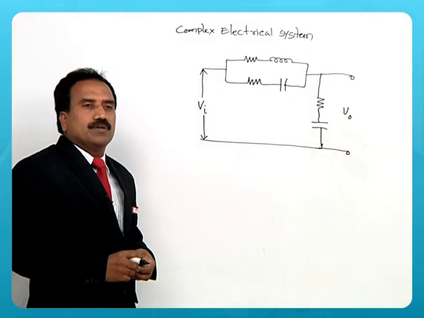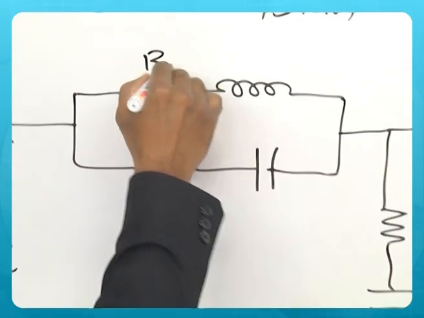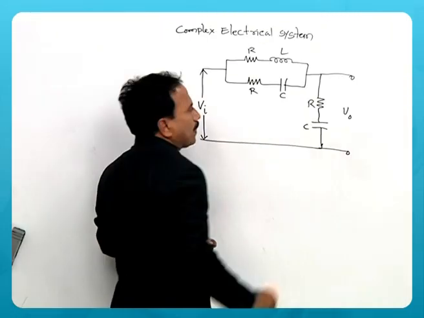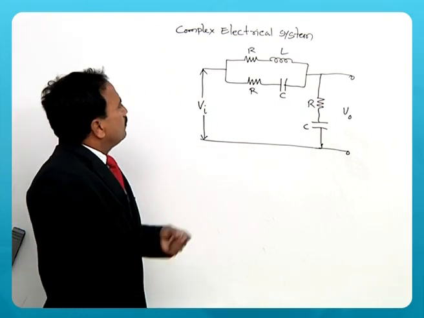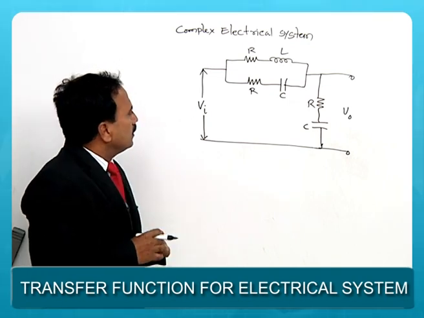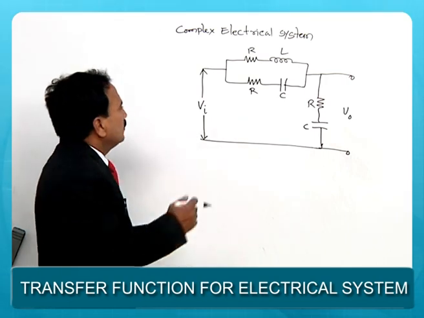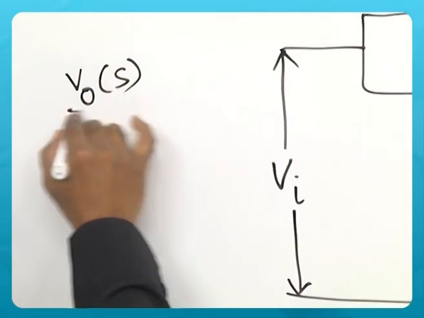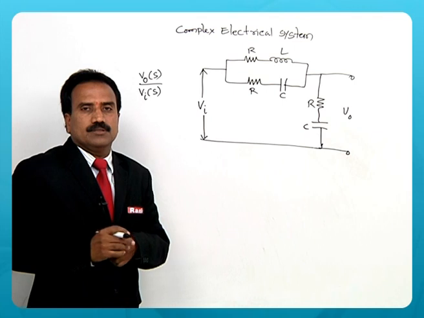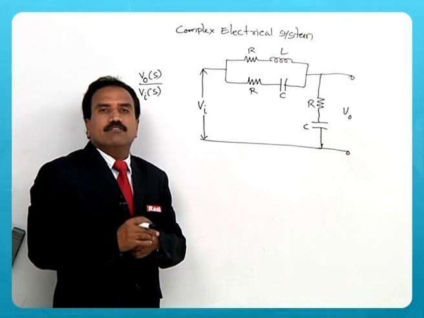You can see more components now compared to the previous problem: this is R, L, R, C and R and C. Similar values are used: I considered the same R for all resistors and the same C for all capacitors, and so on. Now if you are asked to find the transfer function V0 of s by Vi of s, you need to develop only two equations. Keep in mind that one is the input equation and the other one is the output equation.